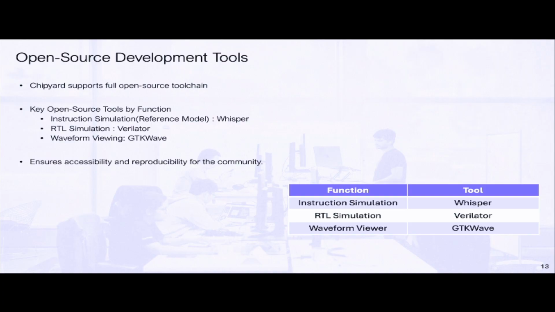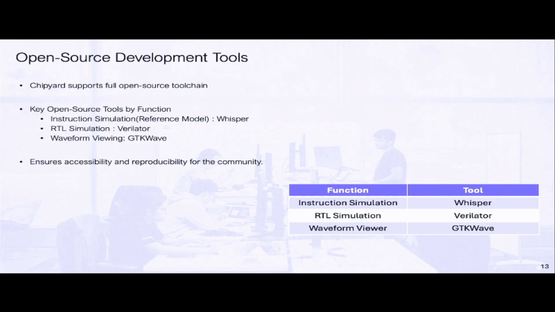One of the most central tools in our workflow is Whisper, an open source RISC-V instruction set simulator developed by Tenstorrent. Whisper lets us simulate programs quickly at the instruction level, which is incredibly helpful for debugging, validating instruction behavior, and checking edge cases before we even get to the RTL level.